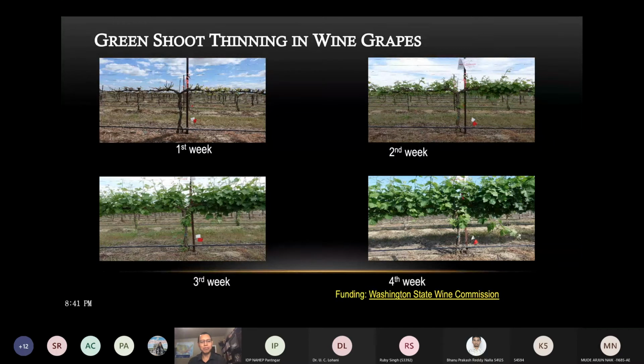And in the early growing season, we see green shoots coming up from these cordons. As you can see, first week of growth, a few shoots on our top left corner. As you go to the top right corner, there are more green shoots, second week of growth, and then third week of growth and fourth week of growth. In this kind of situation, green shoot thinning is a process of removing a certain proportion of these green shoots so that we can have only the desired amount of crop in these vines.